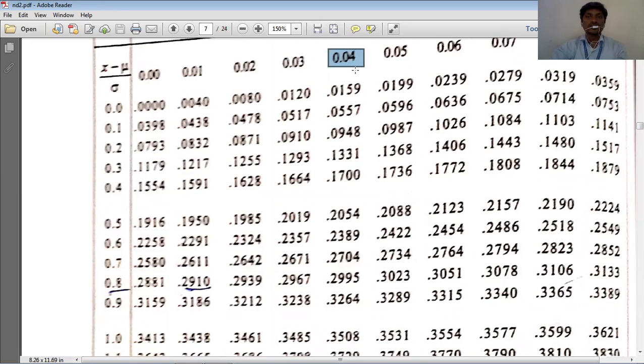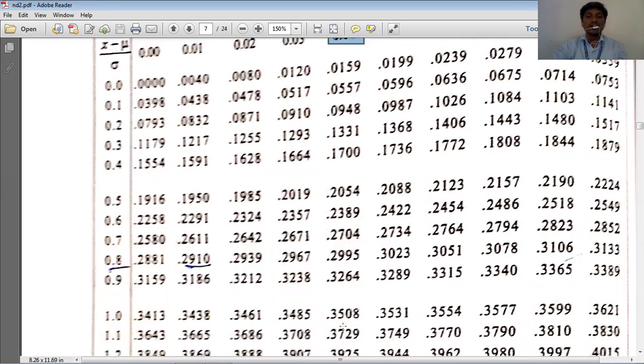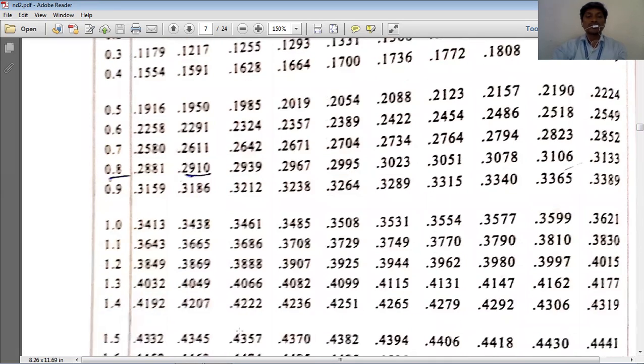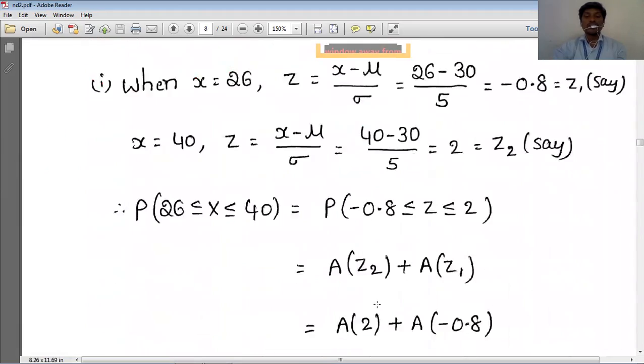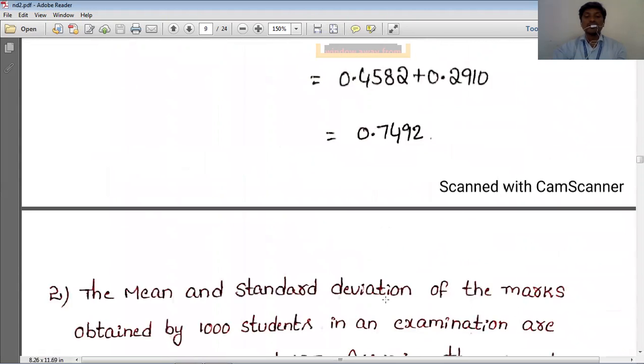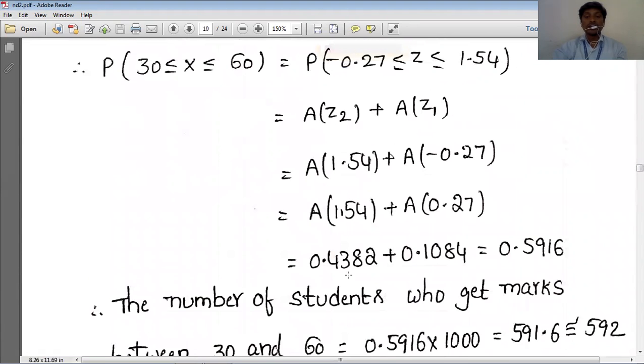So based on this, column-wise this one and row-wise 1.5. So here it is 1.5. So 0, 1, 2, 3, 4. So this is the value we have to take. Which one? 0.4382. So that one we wrote here or not? See that, 0.4382, right? So area of 1.54.